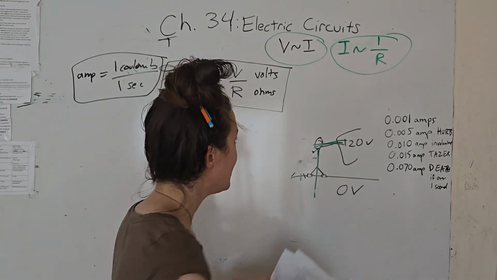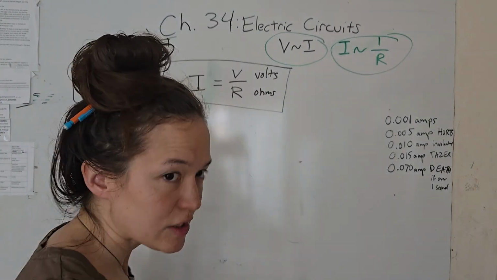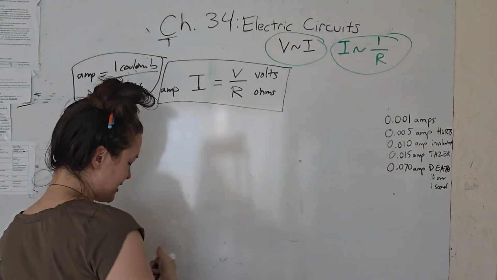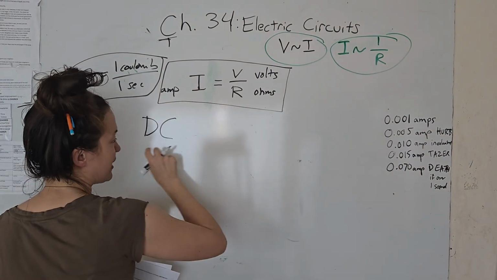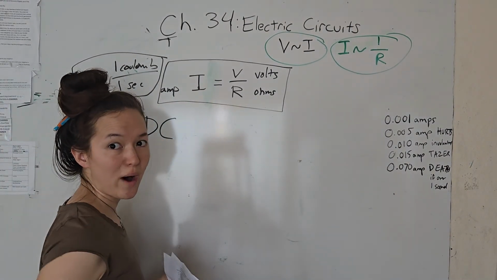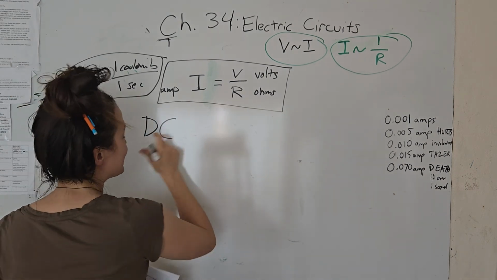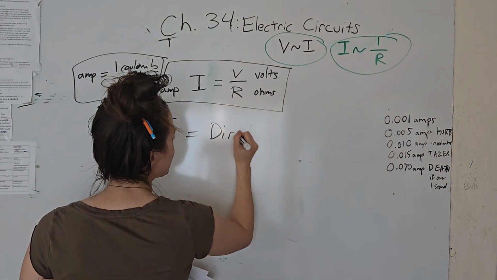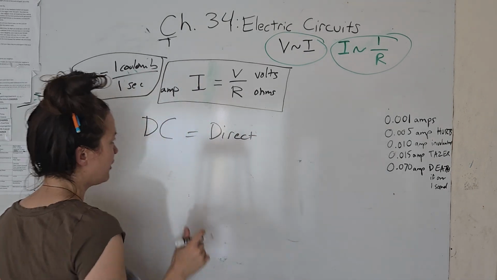Okay. So now we're going to wrap it up and talk about the difference between AC and DC current. DC stands for direct current, and that's pretty easy to explain. It's just electrons moving through the wire. This is what DC means, direct current, and it's pretty straightforward. You've got electrons moving through the wire.